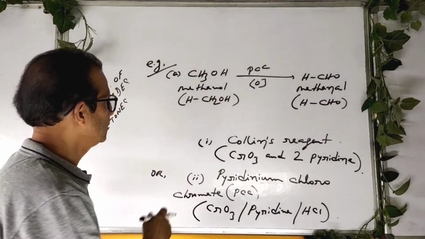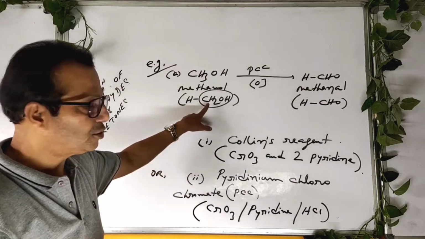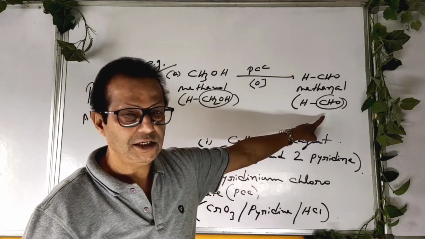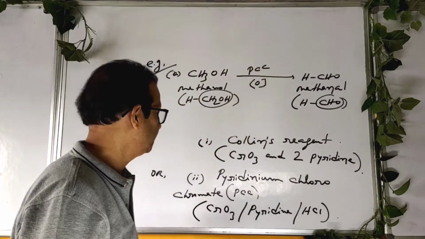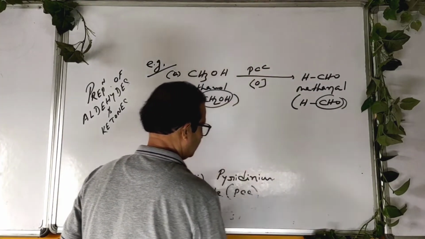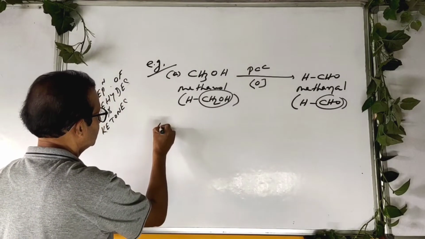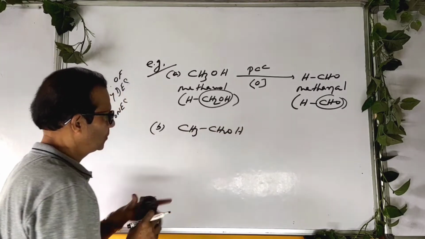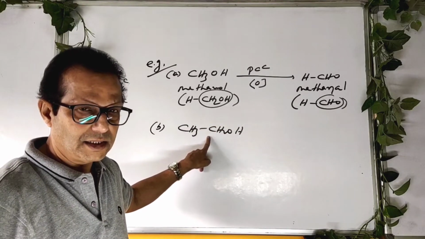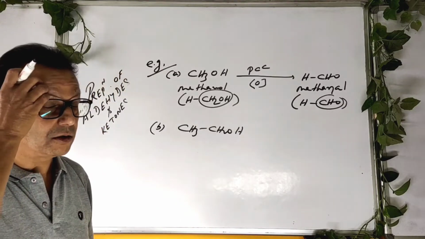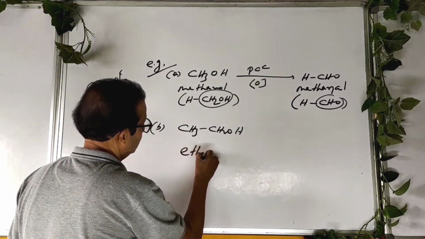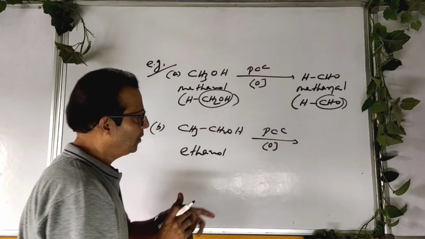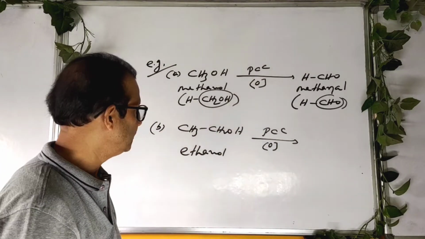So how to learn it? The CH2OH group I have already mentioned changes into this, with PCC or Collins reagent. Now take ethanol or ethyl alcohol. You can use PCC or Collins reagent, okay?